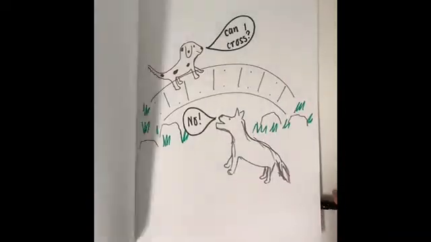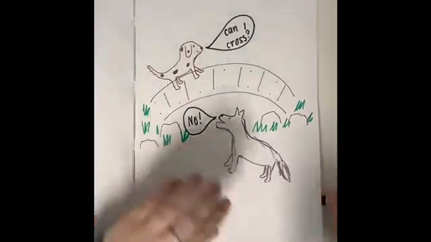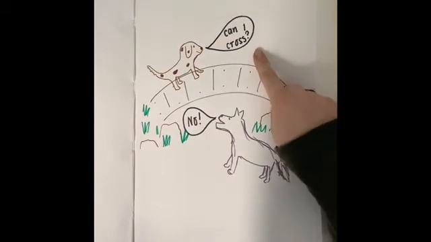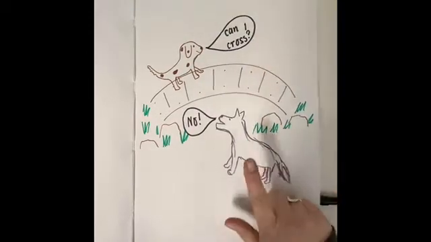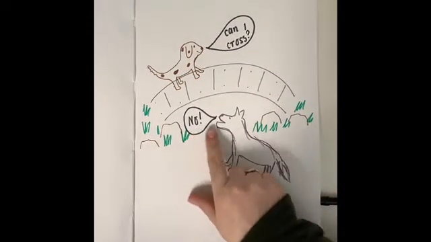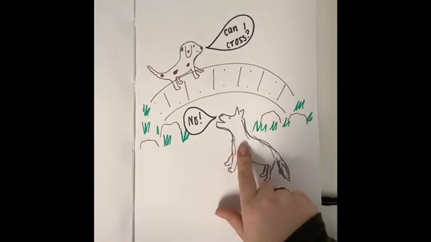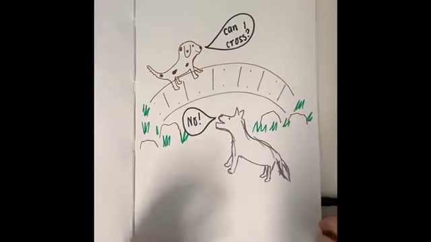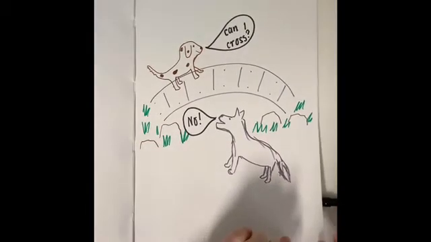And in the middle here, we changed it so that the puppy wanted to cross the bridge and he asked, can I cross, with a question mark, and the wolf said no. So here's this big bad wolf. He is our villain that we changed. Now we're going to get to the ending. How is our story going to end?